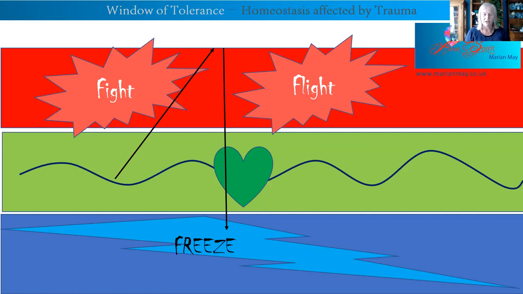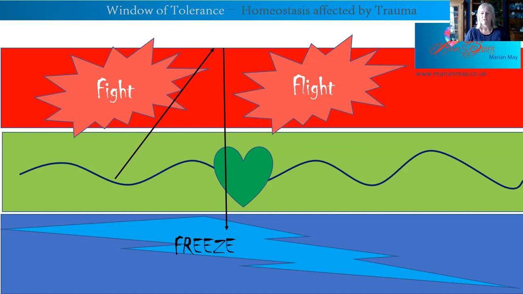This comes from our earliest mammalian biology. This is our strategy for survival. So it's absolutely essential to us that we have this. But what happens with trauma is that we get stuck in fight, flight, or we get reactivated time and again into fight, flight, or into freeze.